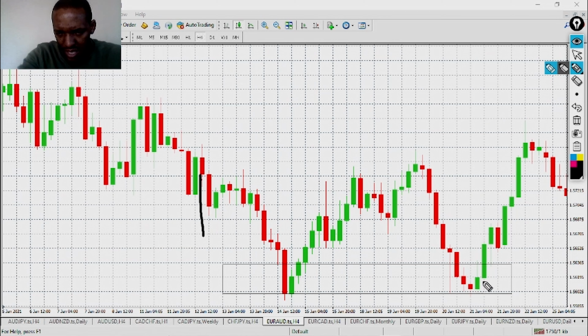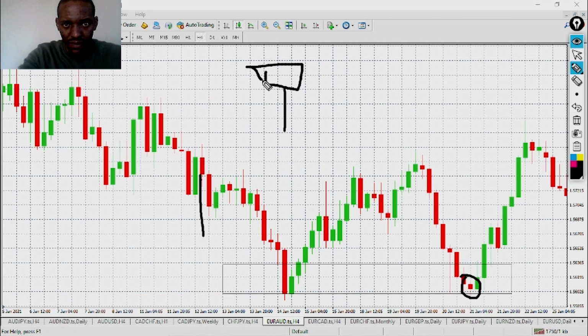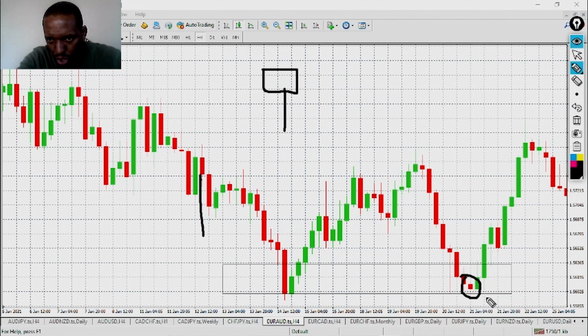When you see this candle here, which is a hammer, sorry guys about my writing, which is a hammer, you look for your buys. This is a place where you look for buys.